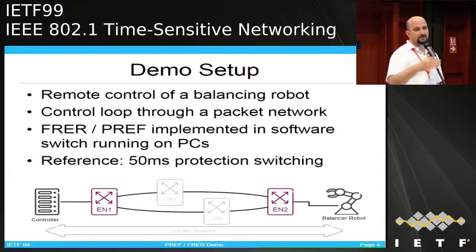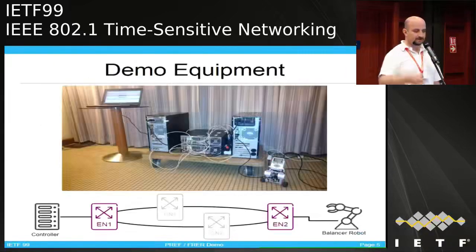And as a reference, comparing the replication and elimination, we compare it with 50 millisecond protection switching. So as I mentioned, this is the setup: the two towers are the replication and elimination functions, and this is a ring topology, and the two pieces in the middle are the simple switches.